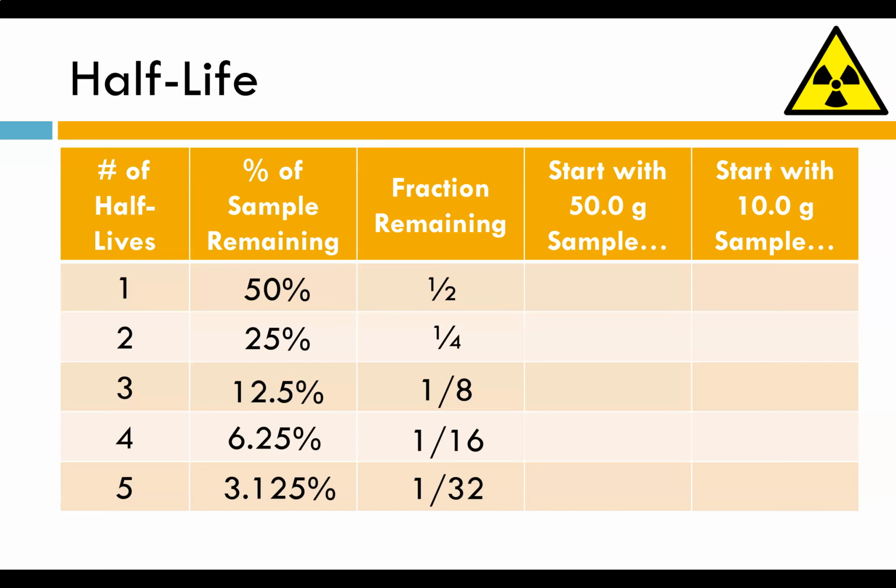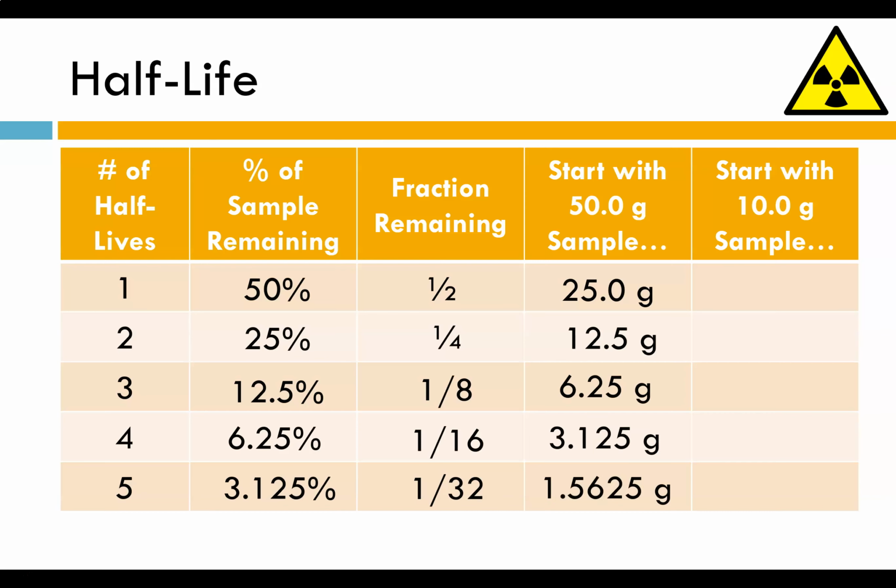If I start with a 50-gram sample, after one half-life, well, I know half of it decays, so I'd be down to 25 grams. After a second half-life, I'd lose half of that, so I'd be down to 12.5 grams still radioactive. 6.25 grams after 3. And hopefully no surprises there. We're just constantly dividing by 2 to get to our mass.